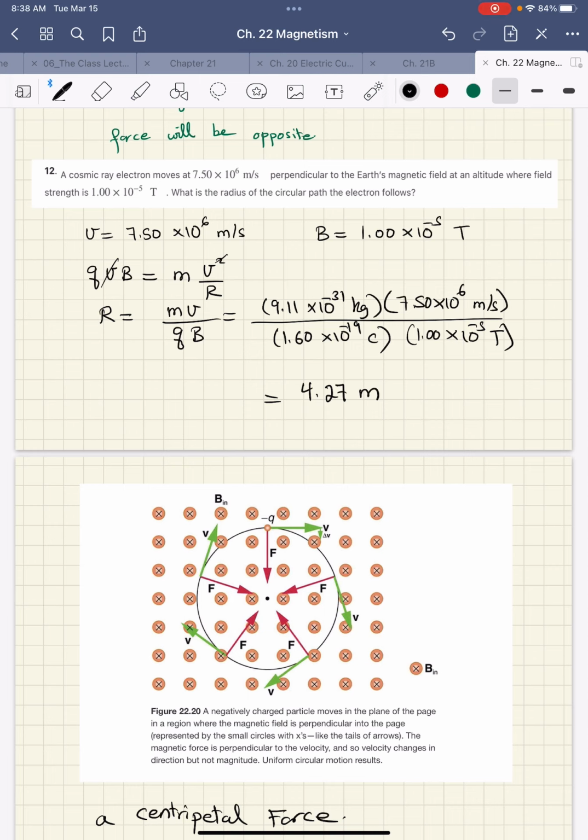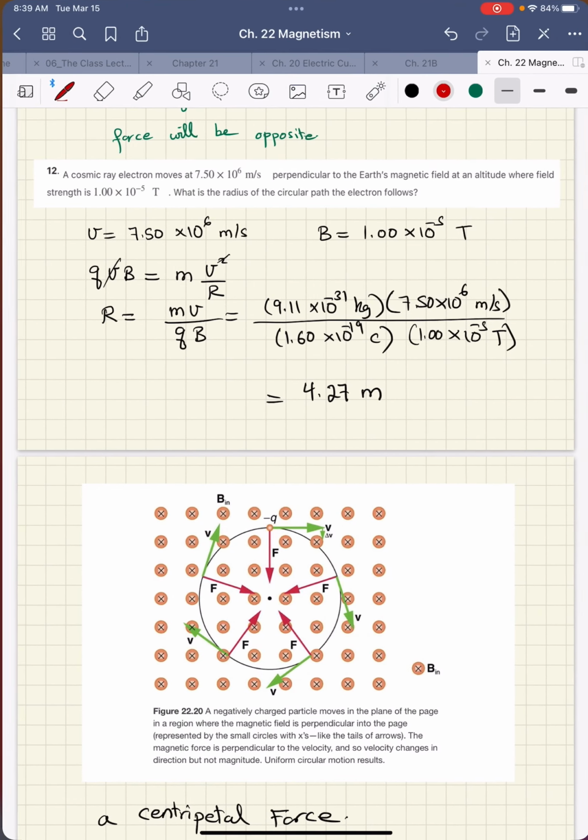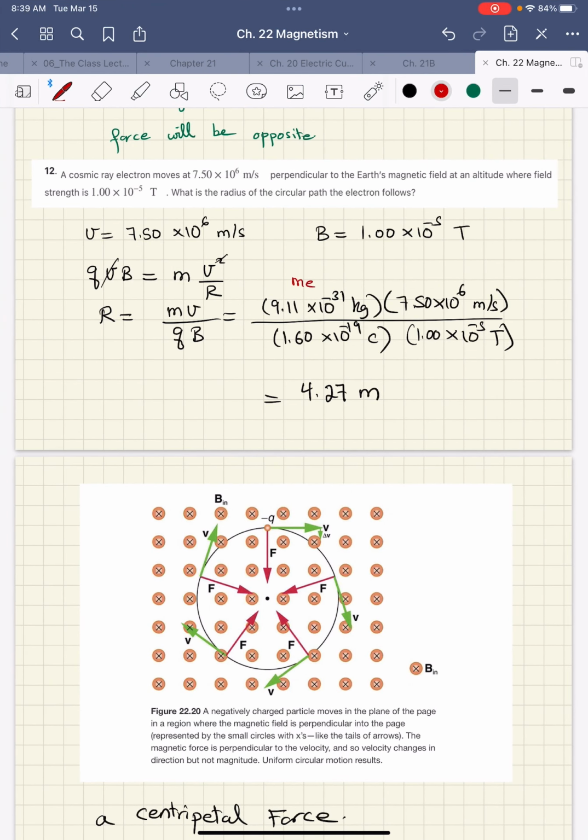Here a cosmic ray electron moves at a speed of 7.5 times 10 to the 6 meters per second, perpendicular to the Earth's magnetic field at an altitude where the field strength is 1 times 10 to the minus 5 Tesla. What is the radius of the circular path the electron is going to follow? It's the same exact thing. R is going to be mv divided by qB. This is the mass of the electron, this is the charge of the electron, that is its velocity, and this one is the strength of the magnetic field, and I was able to calculate that as 4.27 meters.